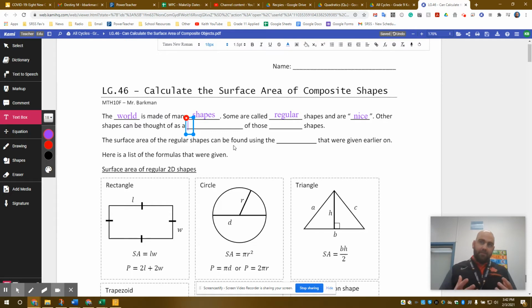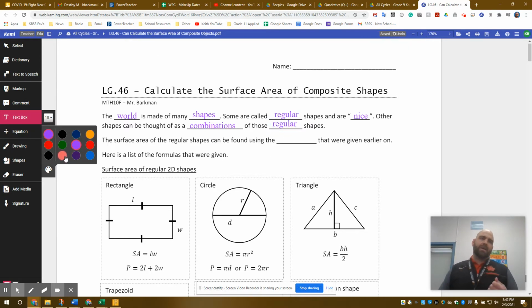Other shapes can be thought of as combinations of these regular shapes. So we can think of them as being a combination of these regular shapes, and we can try to solve and determine what they look like based on that.